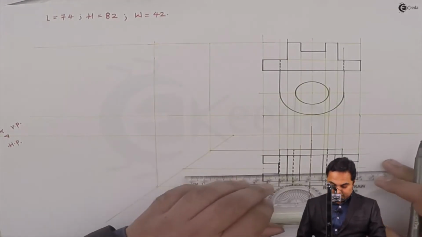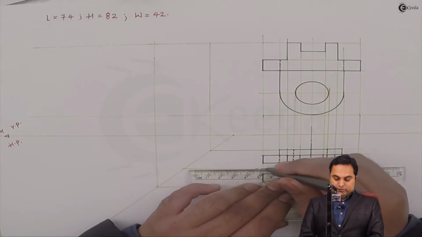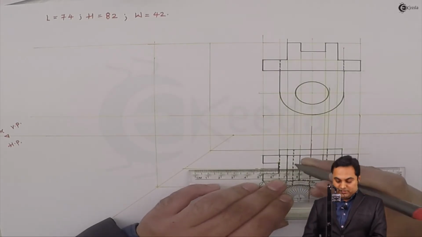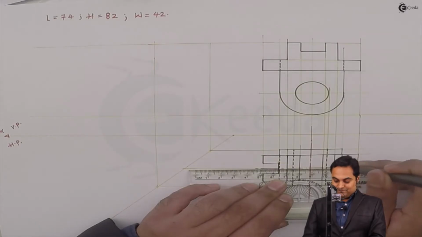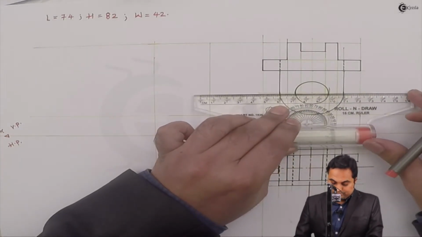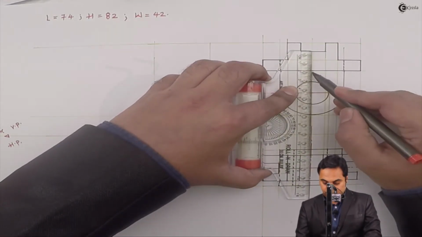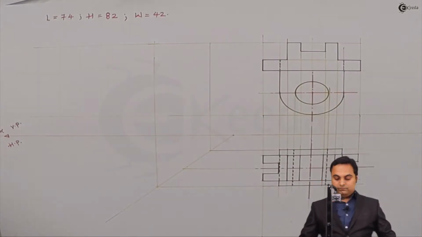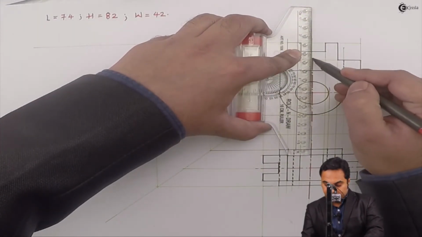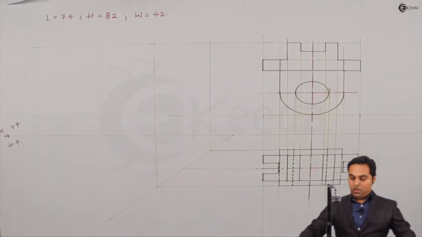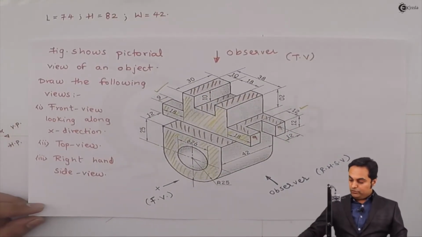Here I'm drawing the center line, which should be medium dark. So I'm drawing it with red, which is the convention I'm using for medium dark lines. And if it is black, it means it is dark. The object is symmetric, so I'm taking this center line up to the top. After completing the front view and top view, now I'll go on to the side view.